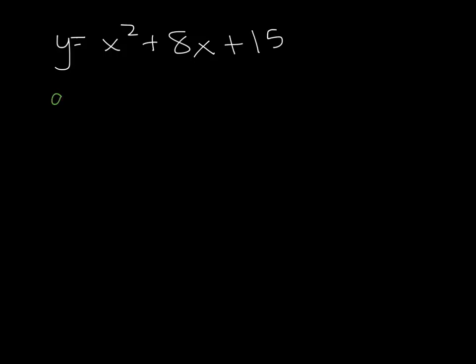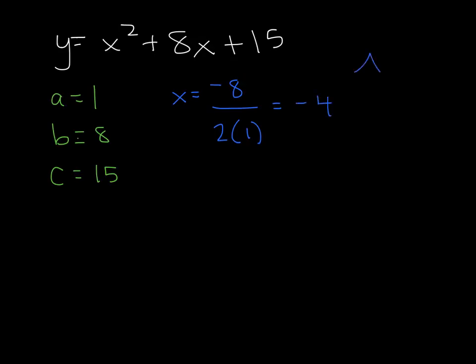So to start with, we identified A, which is 1, B, which in this case is 8, and C, which in this case is 15. Then using those values, we calculated our axis of symmetry. So I know that x is equal to the opposite of b, b in this case is 8, divided by 2 times a, which in this case was 1. Well, negative 8 divided by 2 is negative 4. So my axis of symmetry would be x equals negative 4.